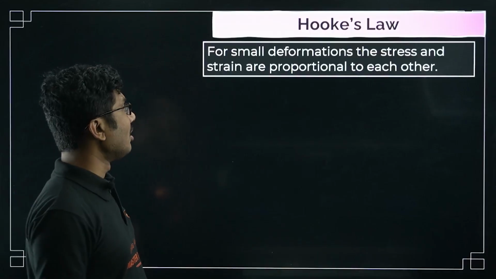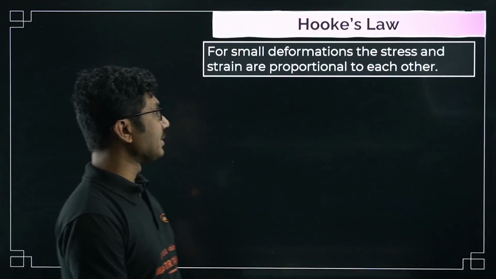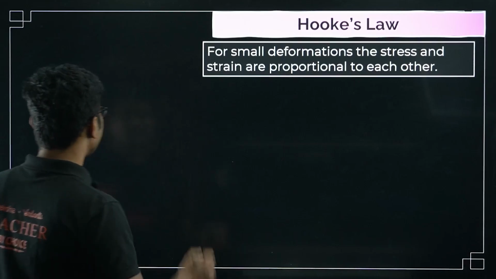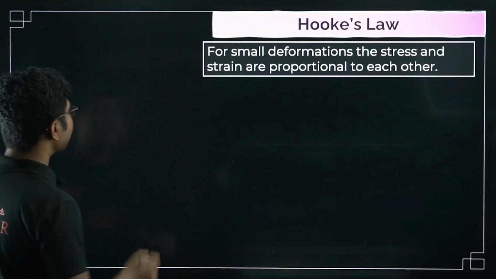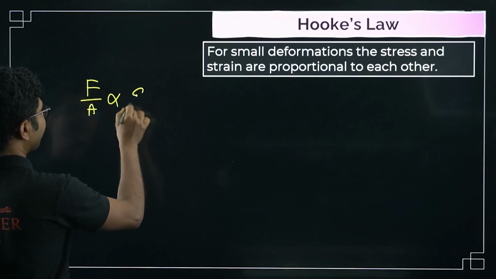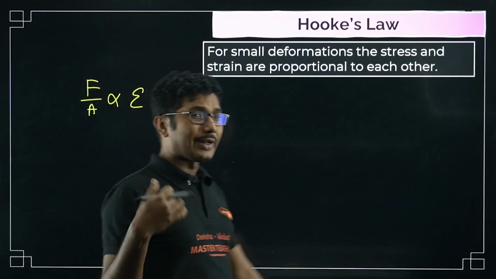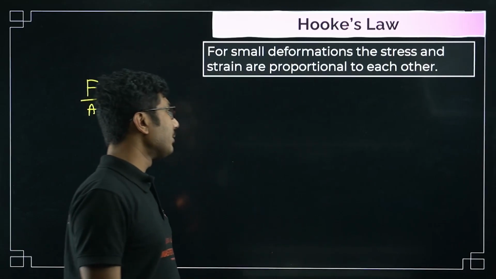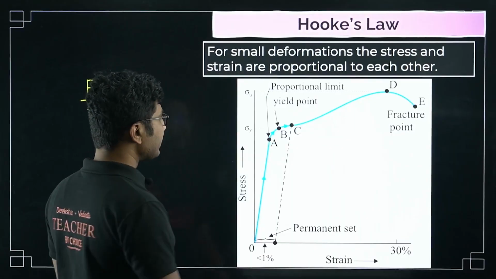Now Hooke's law. For small deformations, the stress and strain are proportional to each other. So basically F by A is proportional to strain. Whenever there is a proportionality, there is a constant of proportionality. We will talk about that in a while. So this is the Hooke's graph.